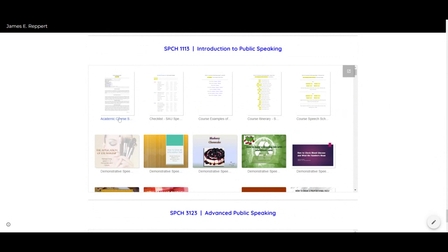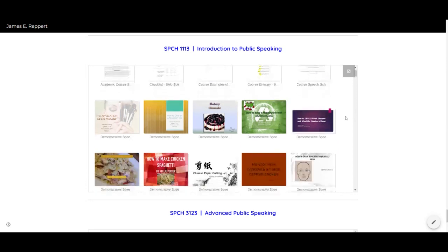Within this window, you can access and download the syllabus, just like you can on Blackboard, the checklist, course examples of speeches in the past. Those are links, by the way, to YouTube, the course itinerary, which we just looked at, and there is the course speech schedule, which I had set up for last summer. And I am going to tweak that before class tomorrow so everyone knows weeks in advance when their graded presentations are going to be delivered.